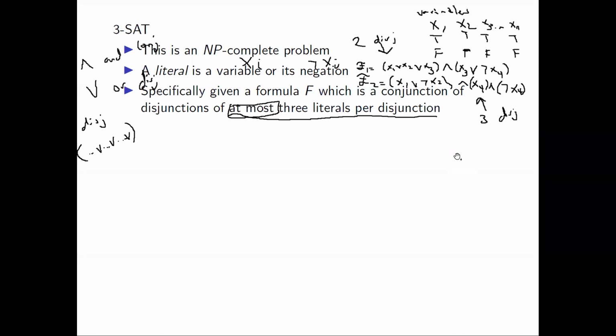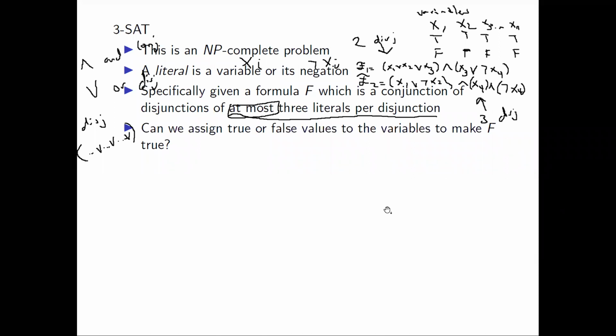And the problem for 3SAT is, can we assign true or false values to the variables to make F true? So let's look at that for F1 and F2. So for F1, I claim we can assign these values. So we can assign, let's say, true, true, true, and true. So the first disjunction of F1, x1 or x2 or x3, that's true or true or true. So that whole thing becomes true.